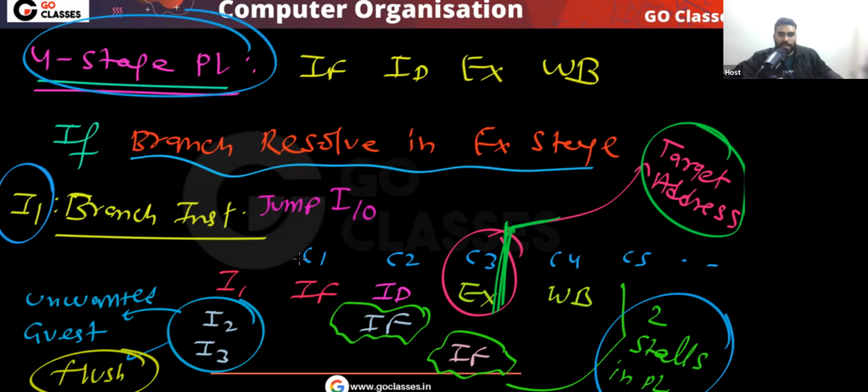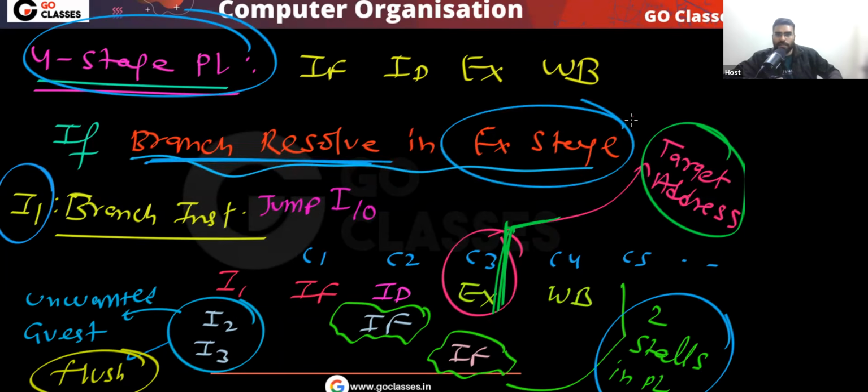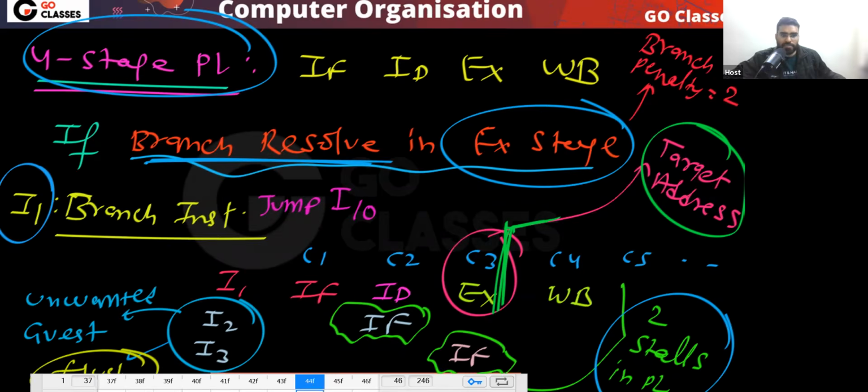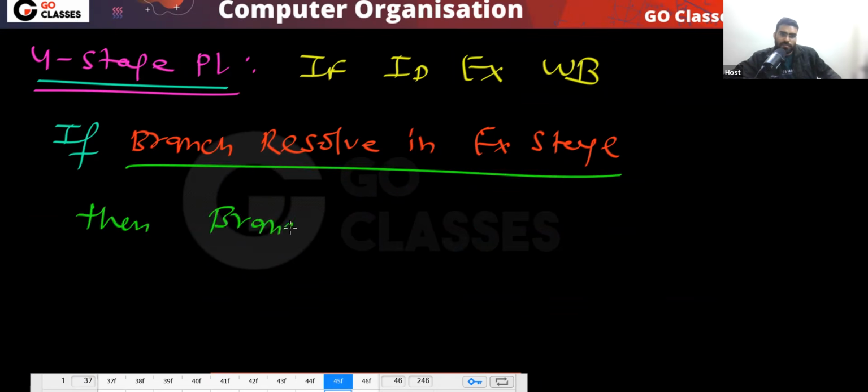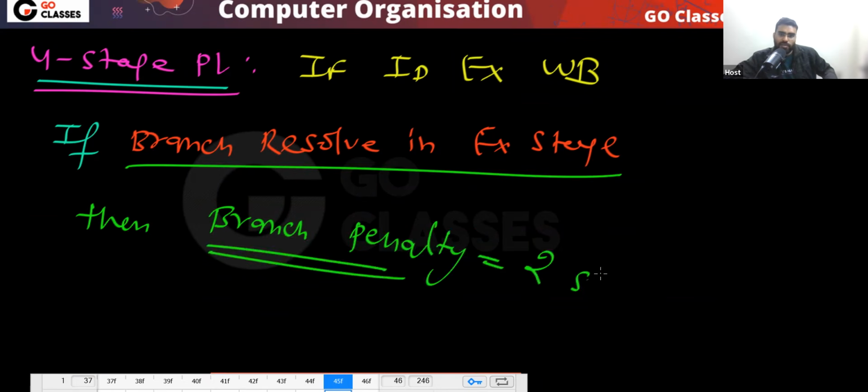So if you have a 4-stage pipeline, and in the execution stage you are resolving the branch, then what is the branch penalty? Is it 2? The branch penalty will be 2. Two unwanted guests will come to your party. Understood? So if the branch resolves in the execution stage, then the branch penalty will be 2 stalls. I hope you understood this. Please tell me, did you clearly understand what is happening here?